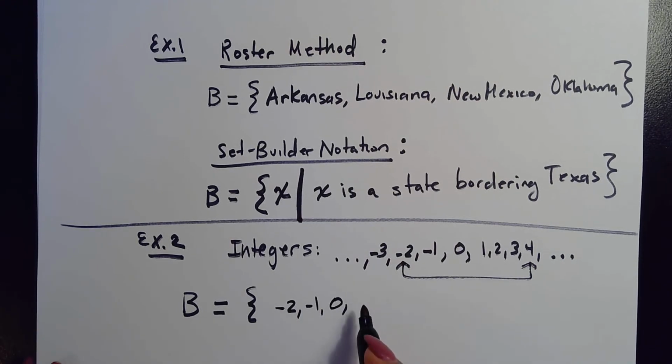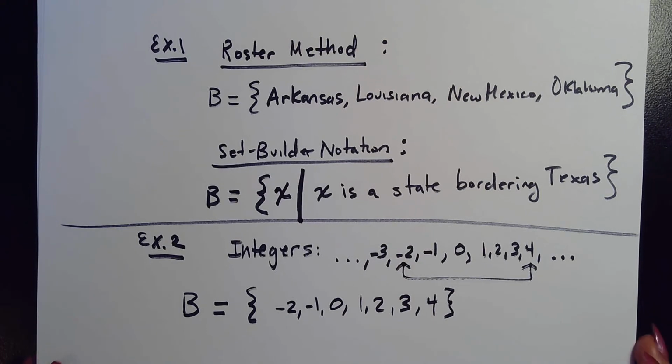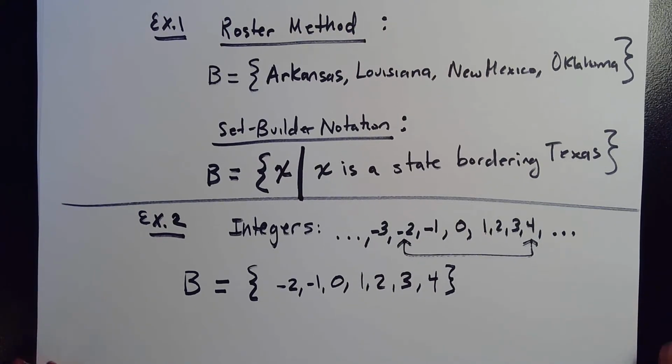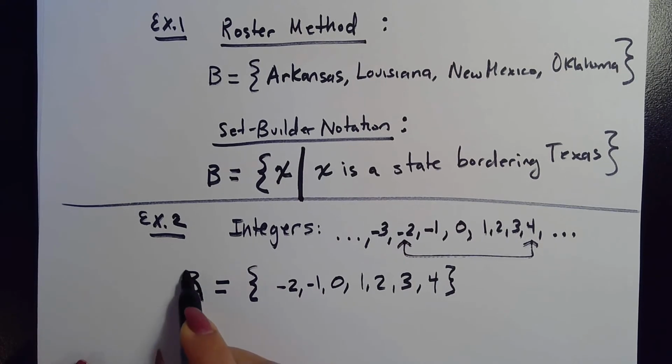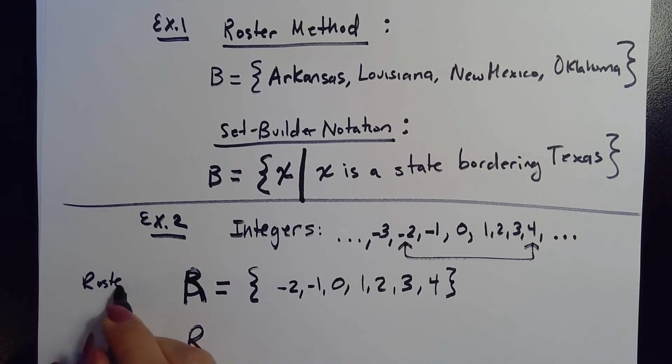-1, 0, 1, 2, 3, and 4, because it's inclusive. And then if I write it, oh, you know what? This was the set R. I apologize. This was R, not B. And so this is using roster. So this is the roster method.